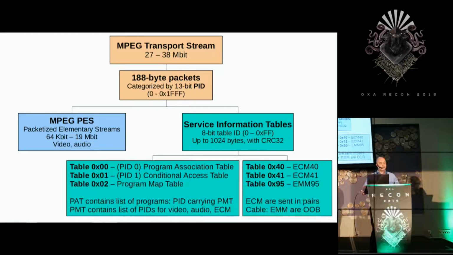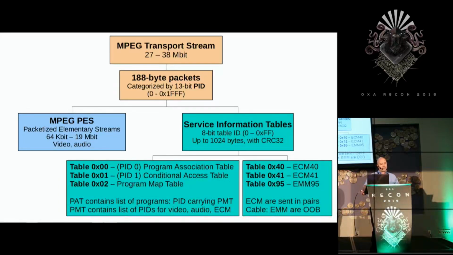Service information tables have an 8-bit table ID and a CRC on them. The table ID identifies the type of data that's going to be expected in the table. Some of the common tables that are found: table 0 is a program association table. This is a list of all the programs on this transport stream, and this list has a PMT PID for each program. Table 2 is the program map table, and this contains a list of the packetized elementary streams that make up the video and audio for each channel.